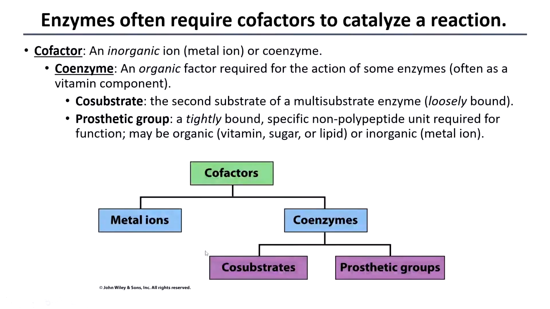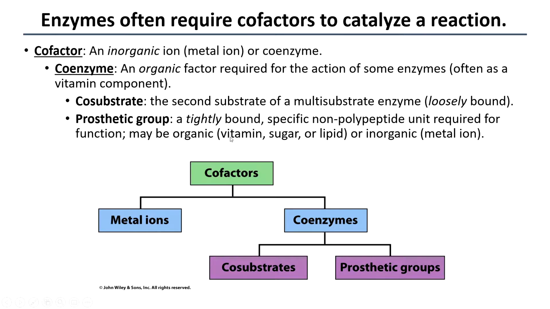Cofactors can be one of two things: inorganic metal ions, and that's where that one stops, or coenzymes. Coenzymes are more biological in nature. They have a biological source. Coenzymes can be cosubstrates or prosthetic groups. Cosubstrates are a second substrate of a multi-substrate enzyme. So an enzyme that has to bind maybe two things in order to catalyze a reaction: its substrate and its cosubstrate, some kind of cofactor. These are usually loosely bound and can come off the enzyme pretty easily.